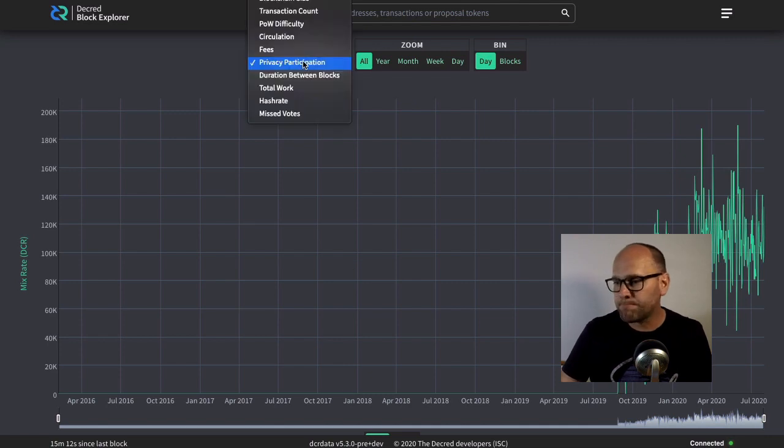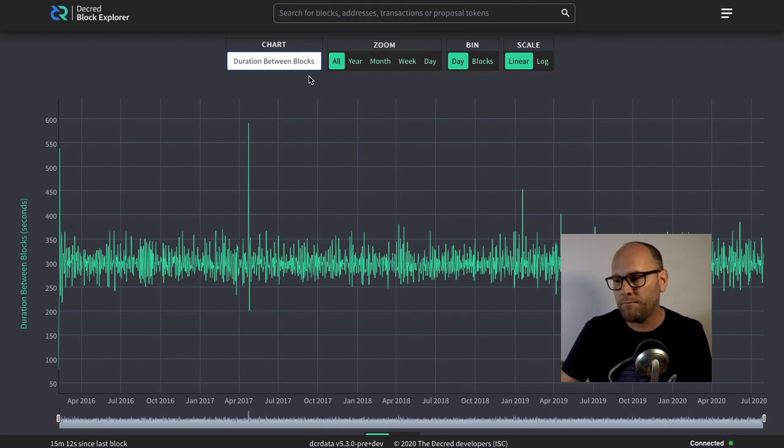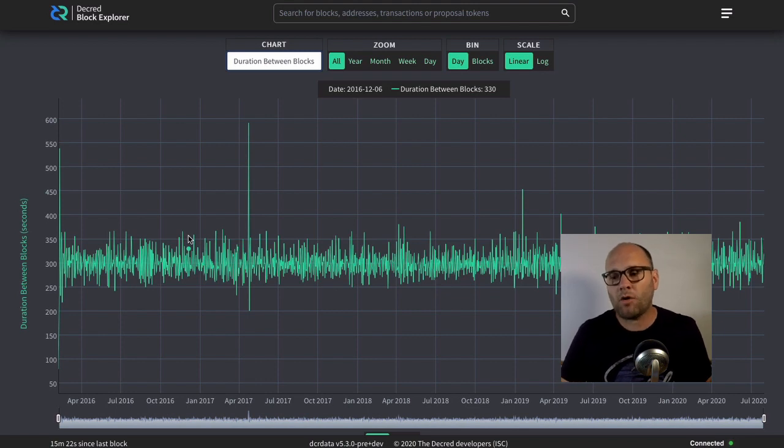There's privacy. The next one is duration between blocks. This is quite an important one. When you're looking at duration between blocks, say a blockchain tells you that they need to produce a block every 5 minutes or 10 minutes. In Decred's case, it's every 300 seconds, which is 5 minutes. You really want to see that that's happening. If it's fluctuating all over the place, it tends to mean that the difficulty algorithm isn't working, and if that doesn't work, that means the security doesn't work.